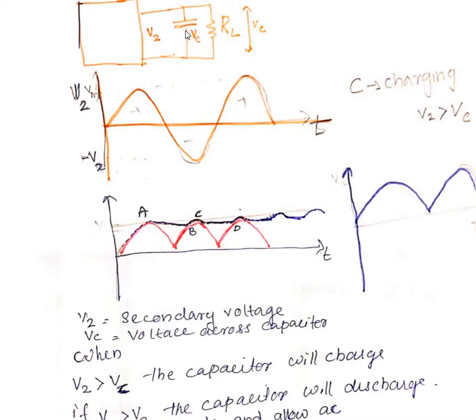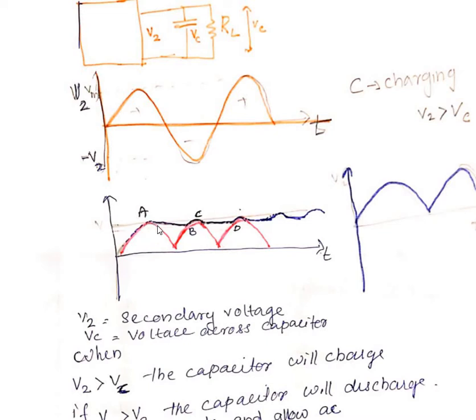So the capacitor has a property: it will charge when V2 is greater than VC. So the capacitor is charged till V2 is no longer greater than VC. Suppose this is the V2 voltage, the peak voltage. Just below that there is another line, which is VC, the voltage across the capacitor. So the capacitor is charged while V2 is greater than VC.